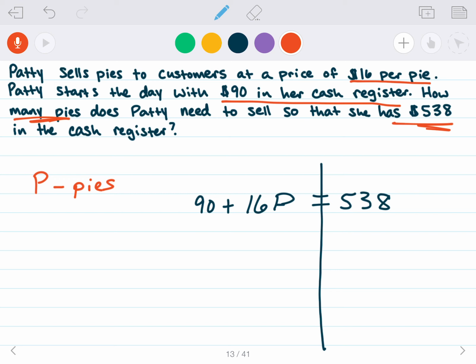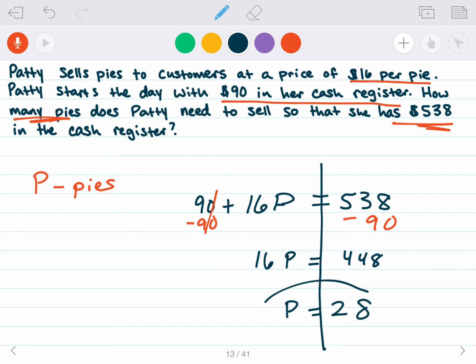And to do that, I'm going to first subtract 90 from both sides. So I get 16P is equal to 448, and then I'll divide both sides by 16 to get P. So I get P is equal to 28. So she needs to sell 28 pies to end the day with $538 in the cash register.